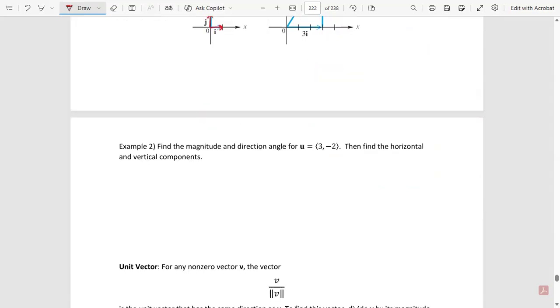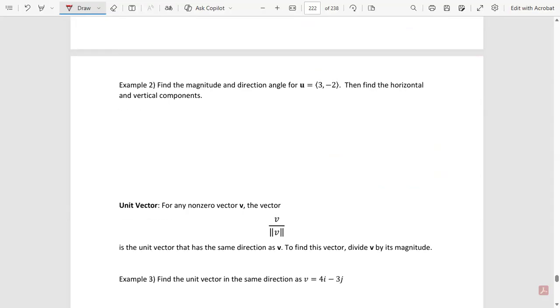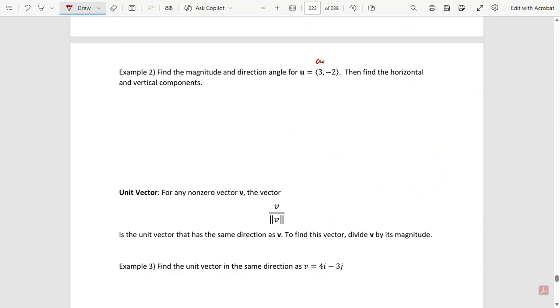Let's look at an example. It says find the magnitude and direction angle for this vector. So the vector components are given to us. That means a and b. Then we want to find the magnitude and direction. Okay, first, we want to find the magnitude. The magnitude of vector u always comes from this formula: square root of a squared plus b squared.